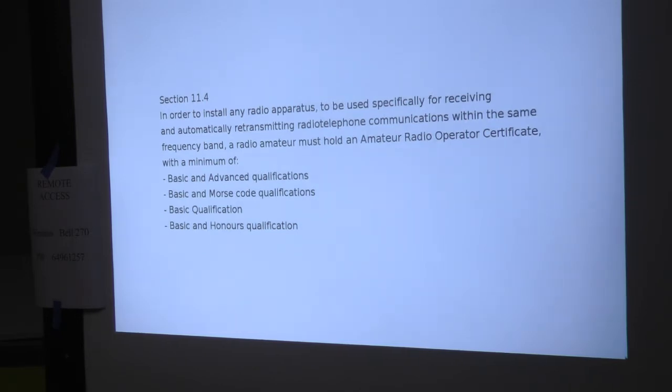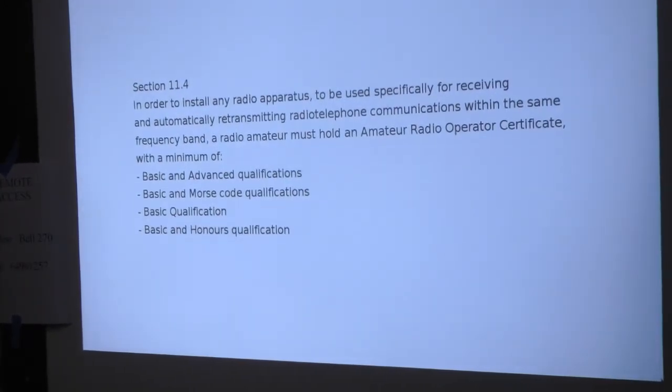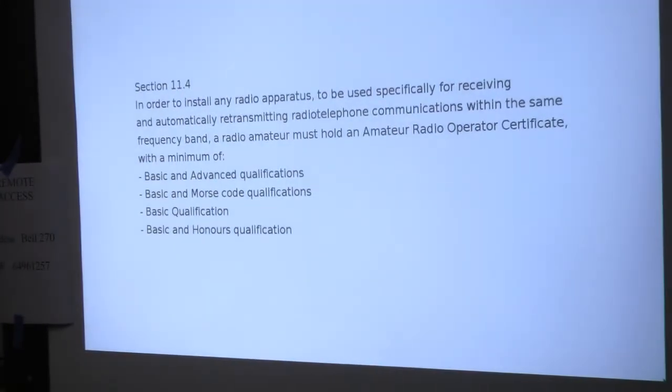Sorry, this one's a little bit small, but quite a long question. In order to install any radio apparatus to be used specifically for receiving and automatically retransmitting radio telephone communications within the same frequency band, a radio amateur must hold an amateur radio operator certificate with a minimum of... I'll read the bottom ones just in case everybody can't see it. Basic with advanced qualifications, basic with Morse code qualifications, basic qualification, basic and honors qualification.